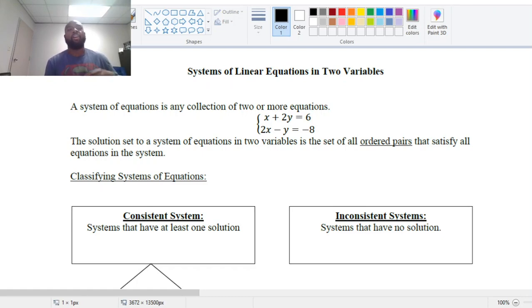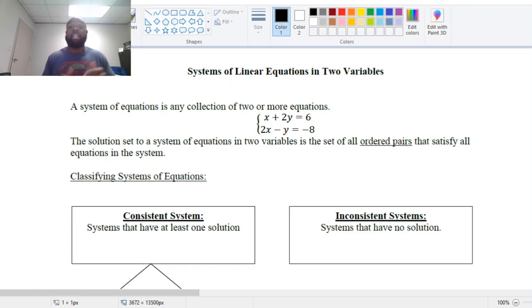Usually in a real life application where you have two unknowns that you are trying to model, you need at least two equations to get the specific values of the outcomes that you need, your solutions. That is why we have systems of equations. We're going to look at systems of equations with two variables, and the solution set to a system of equations in two variables is the set of all ordered pairs that satisfies all equations in the system.